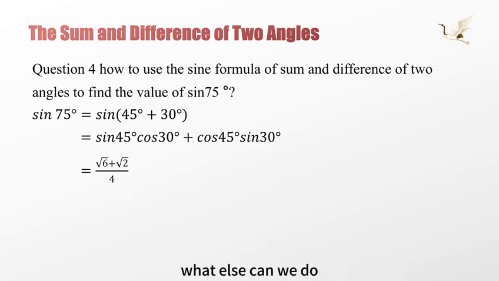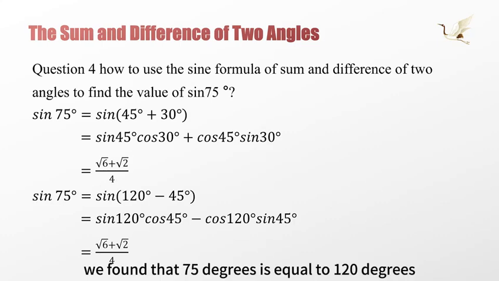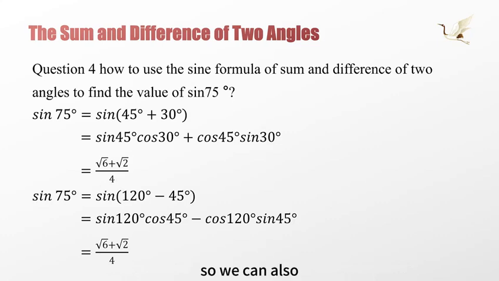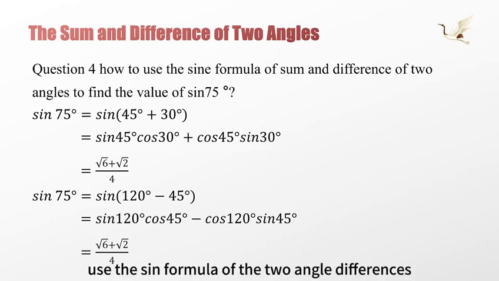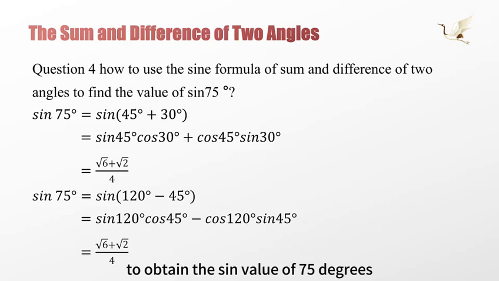What else can we do? We find that 75 degrees is equal to 120 degrees minus 45 degrees, so we can also use the sine formula of the difference of two angles to obtain the sine value of 75 degrees.